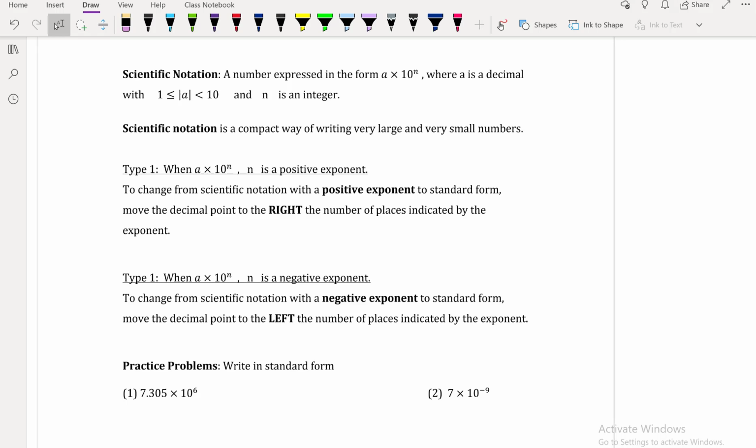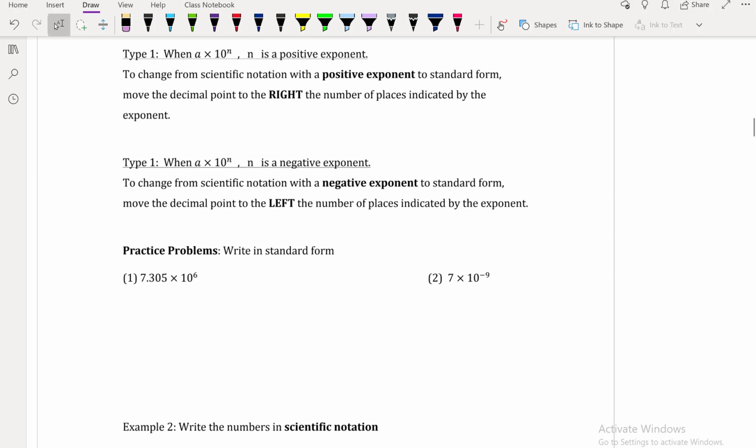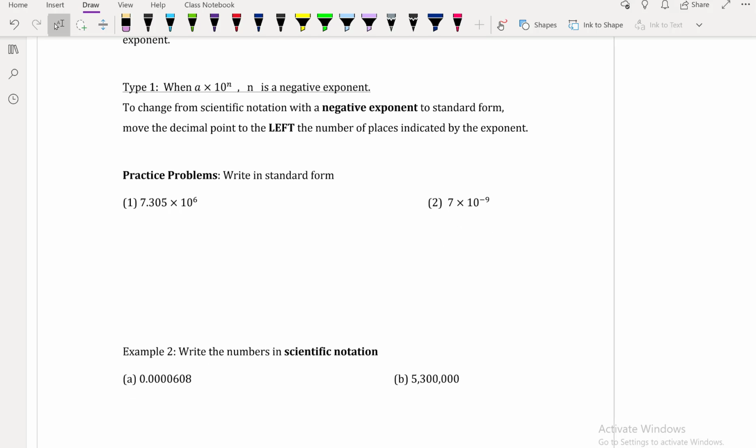So if I have a positive exponent, you would say a times 10 to the n, and so you move the decimal to the right the number of places indicated by the exponent. When n is negative, then we're going to move the decimal point to the left the number of places indicated by the exponent. So for example, we want to write this in standard form.